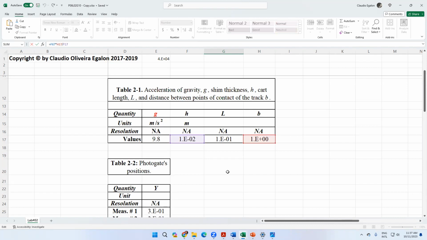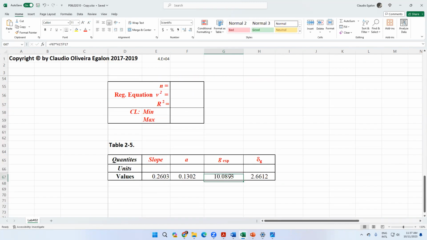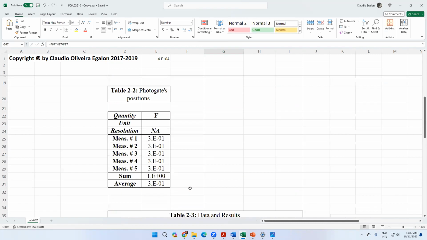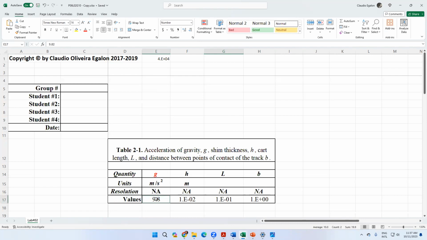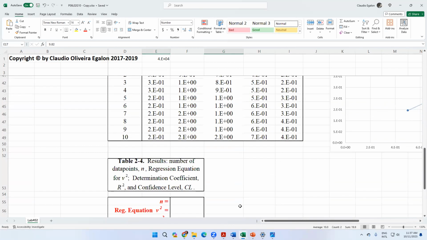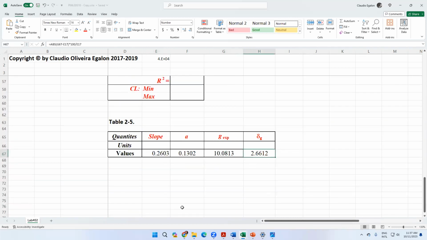How do I get to this equation? And that's going to be my experimental G. I compare this experimental G that I got in the experiment with this other G here, the accepted G, that's given in the books, 9.8. And I get just 2% of difference. Don't forget to put all the units here.